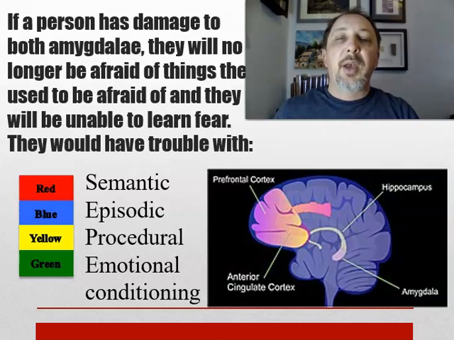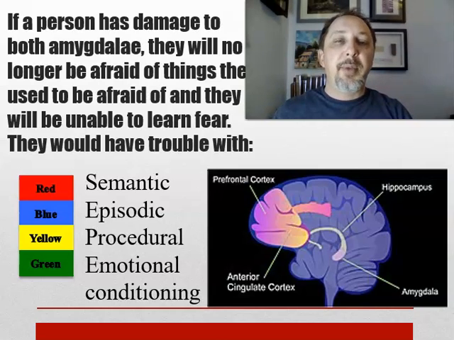All right. If a person has damage to both amygdalae, your amygdala on the left and the right hemisphere, they will no longer be afraid of things they used to be afraid of, and they will be unable to learn fear. They would have trouble with, and this would be semantic, episodic, procedural, or emotional conditioning. Here, we're probably looking at emotional conditioning.